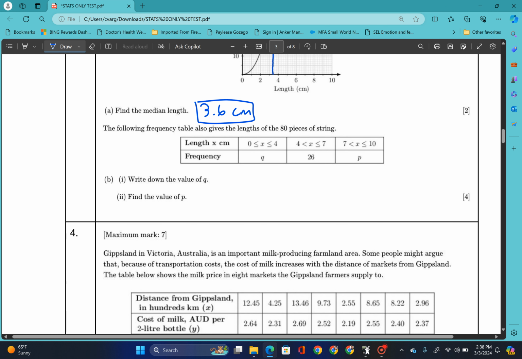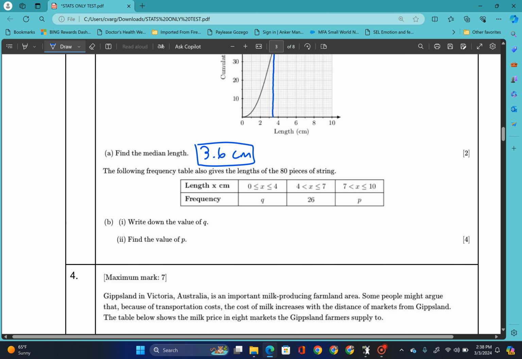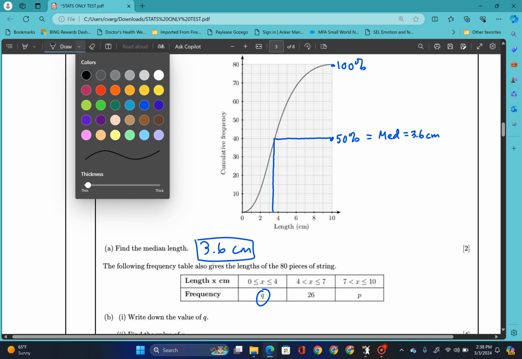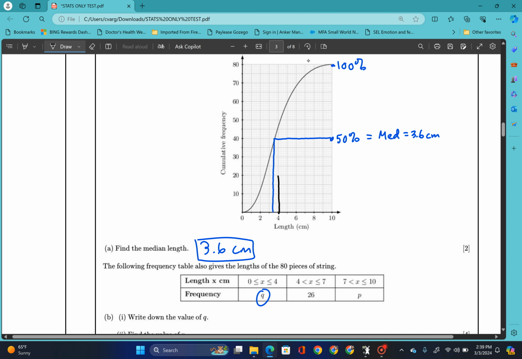Now it's asking us to write down the value of Q. So we know that looking at Q, right? It's going to be where 0 to 4 is. Do you see this? This is where Q is. And so all we have to do for that is look where 4 is, right? So find 4. Let me just go ahead and change the color real quick. So we're going to find 4 and go straight up from that, right?